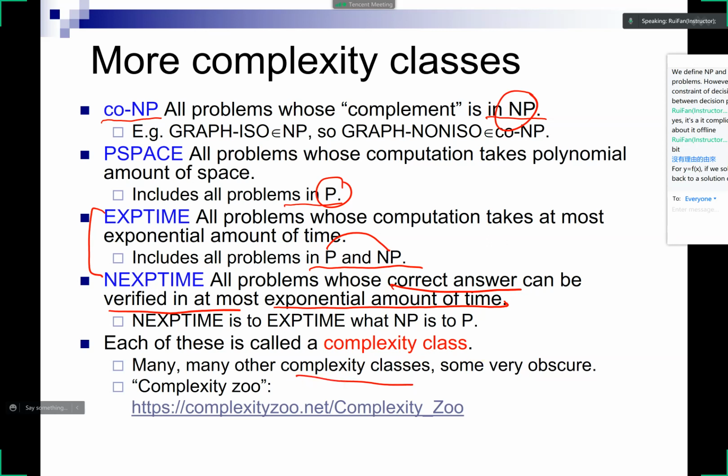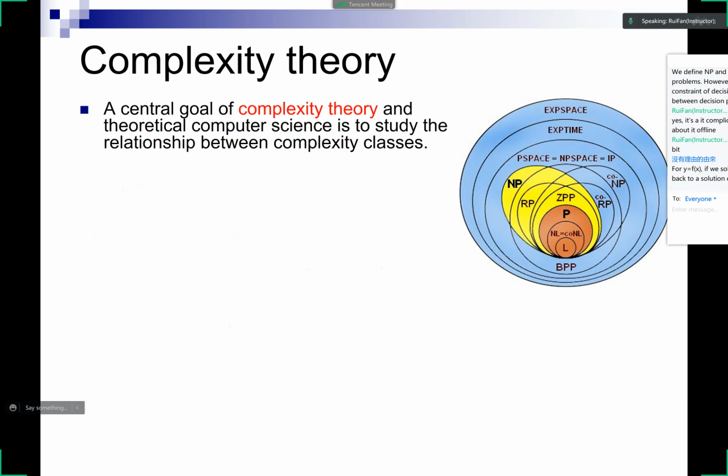In fact, there's a very nice website which has a set of many complexity classes which you can look at. By the way, I found that the old version of the slides had an incorrect URL, so that URL doesn't work anymore. I changed it to the correct URL in this slide. The final thing I'll say is that the study of complexity classes is called complexity theory, and complexity theory basically wants to figure out the relationships between these classes.